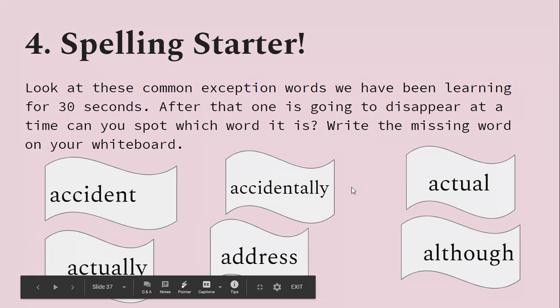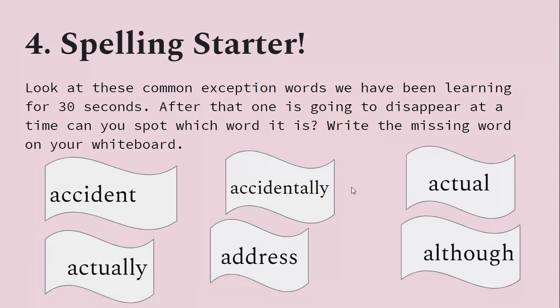Today's spelling activity is to look at these common exception words we have been learning for 30 seconds. After that, one is going to disappear at a time. Can you spot which word it is? Write the missing word on your whiteboard.